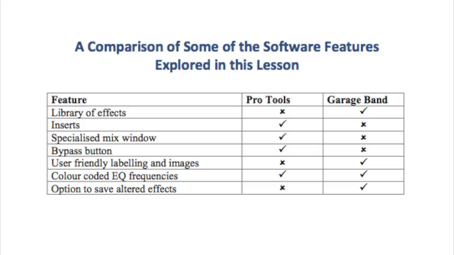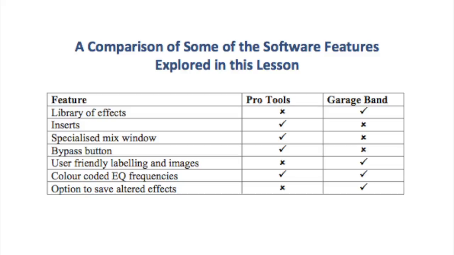Both GarageBand and Pro Tools give you the opportunity to add multiple different effects, but they have very different ways of achieving this. GarageBand has a library of effects, and these effects are preset. Certain aspects of them can be manipulated. Pro Tools calls its effects inserts, and you can add EQ and other inserts like delay and modulation. In order to add effects in Pro Tools, you must access these via the specialised Mix window. In GarageBand, everything is within the main window.